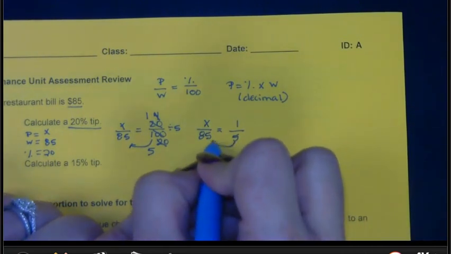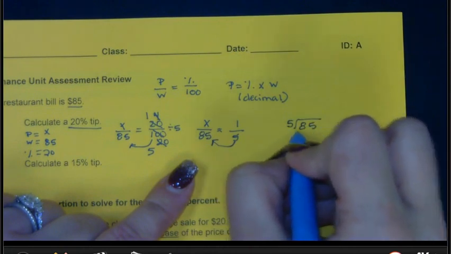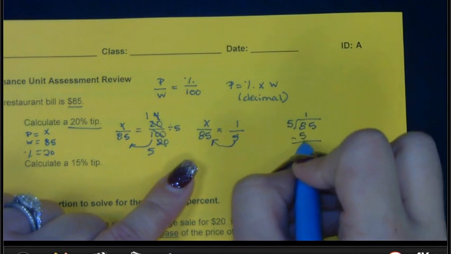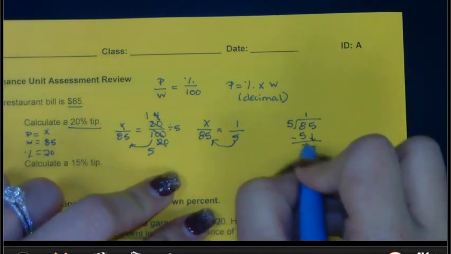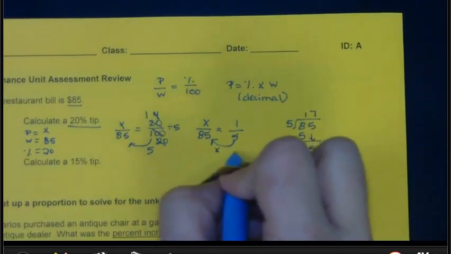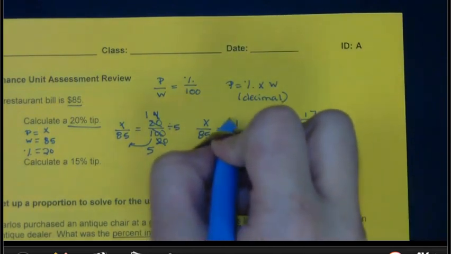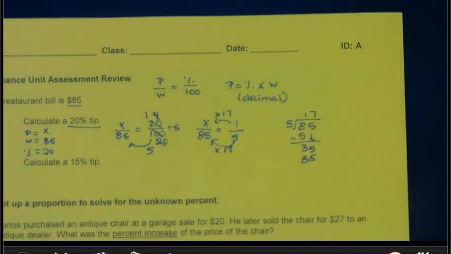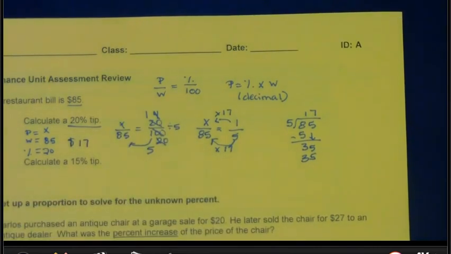And this one seems like it's pretty easy. I need to know how many times 5 can go into 85. So I'm going to divide over here really quickly. Well, 5 can go into 8 one time. And I'm going to do 8 minus 5. So 5, 6, 7, 8 is 3 left over. Bring down the 5. 5 can go into 35 7 times. So 5 times 17 is 85. And then 1 times 17 is 17. So your tip for here is $17.